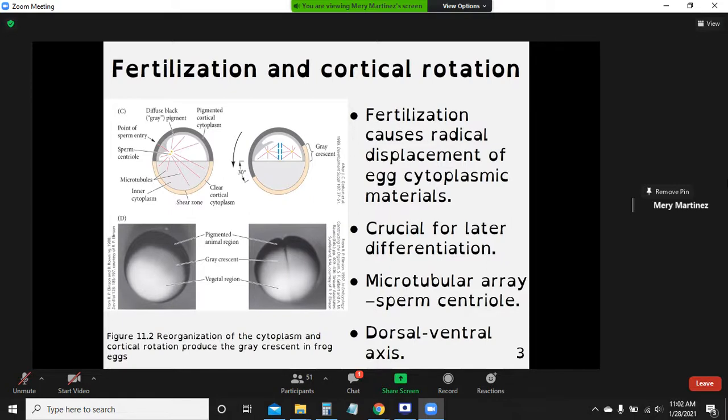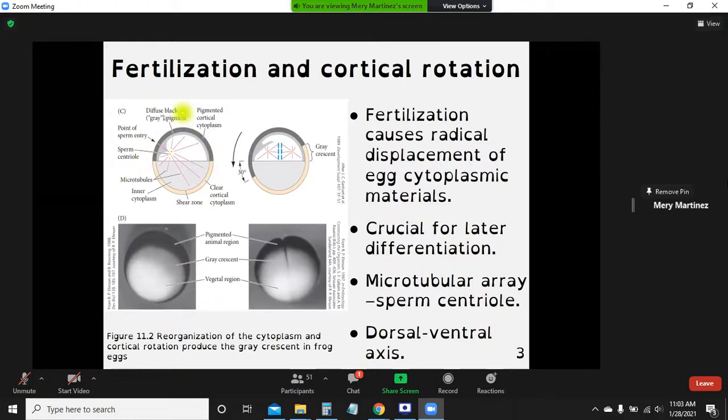So a single sperm can enter anywhere on the animal hemisphere of the egg. Only on the animal hemisphere, it is not possible in the vegetal hemisphere. And this is the pigmented zone with melanocytes.